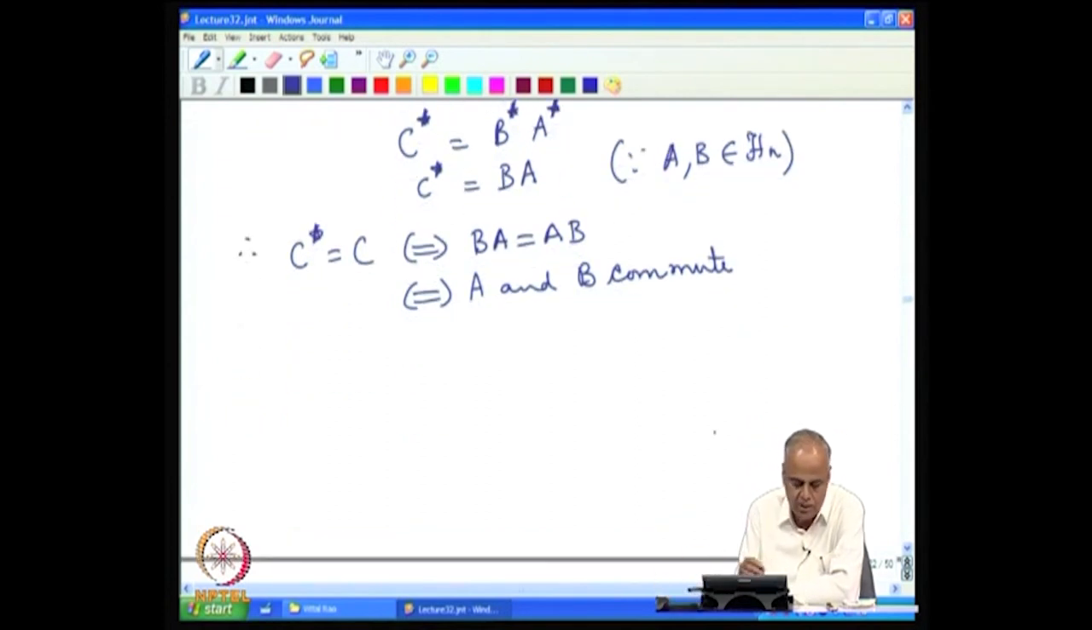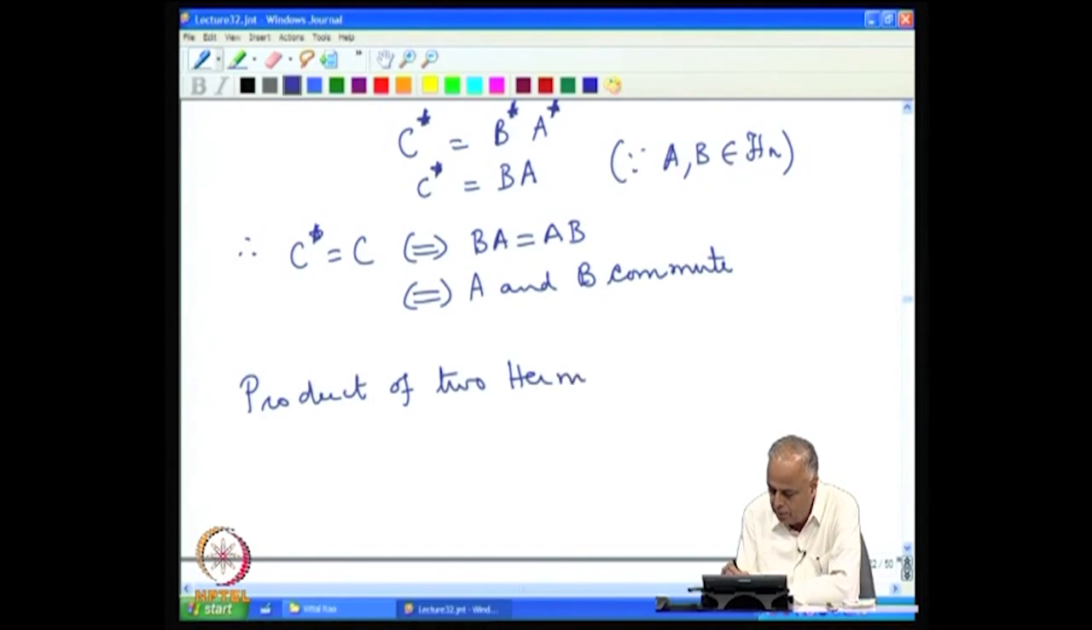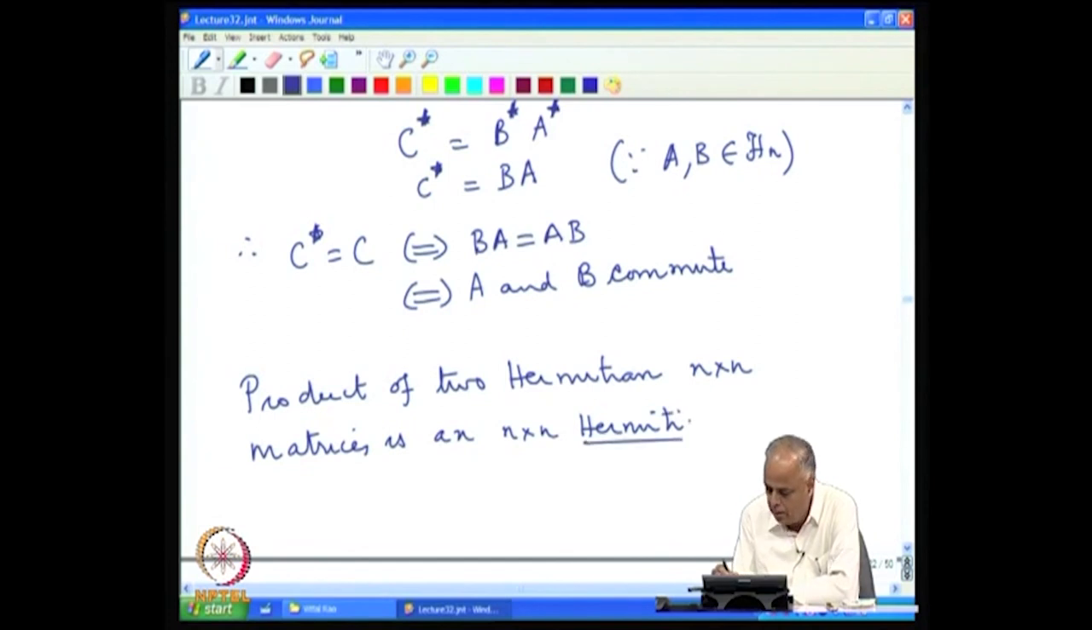Therefore, that is the next property. Product of two Hermitian n by n matrices is again an n by n Hermitian matrix, if and only if the two matrices commute.